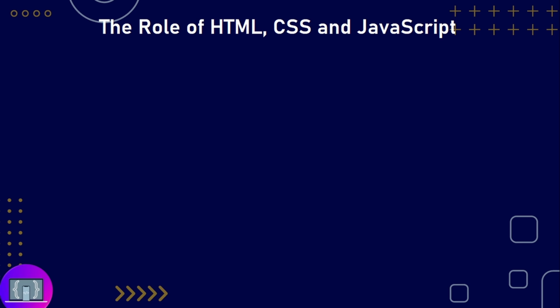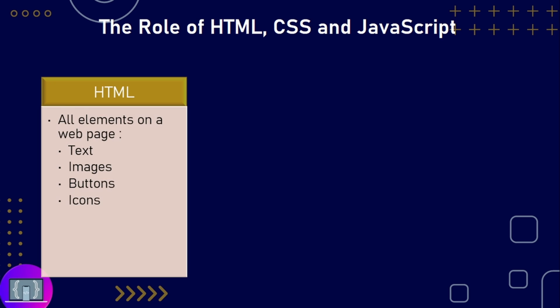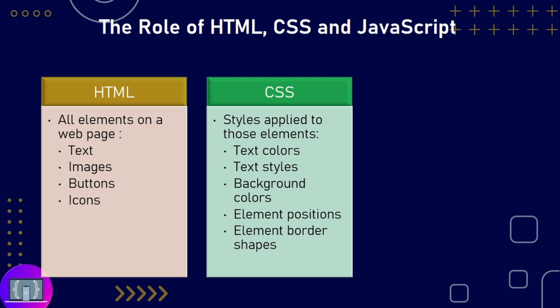So what's the role HTML, CSS and JavaScript play on a website? We have to know that all the elements on a web page, all the text we see, the images, the buttons, the icons, these are all HTML elements present on the website. CSS is going to come in now to style these elements we see on the website.